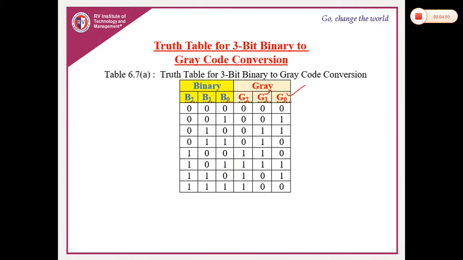Next, how to write this G1 expression output? G1 is nothing but XOR between B2 and B1. You can see here 0, 0 is written 2 times, then 0, 1, then 1, 0, then 1, 1. So 4 different combinations are written here: 0 0, 0 1, 1 0, 1 1. These are the four combinations written two times.